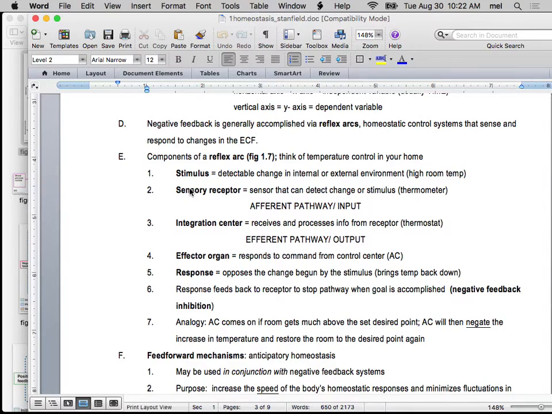But this has to be an arc. It has to be a circle. Because if I just turn on the AC and I never feed the new data back into the system, then I'm going to end up with the opposite problem, right? So do you see why it's a reflex arc?